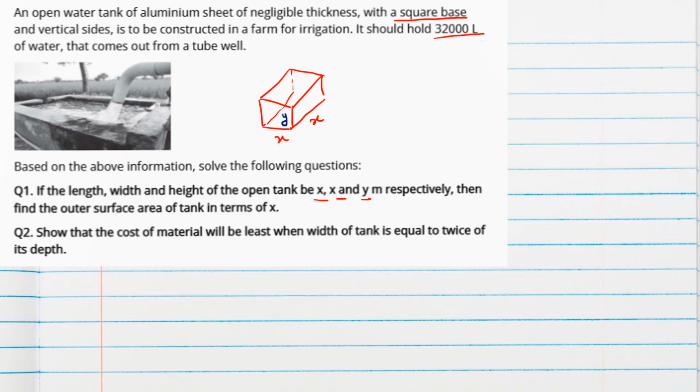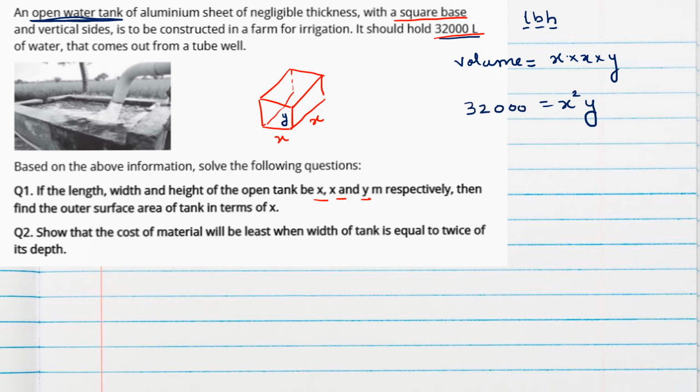Height will be y, and this tank is an open tank, so we should consider that when we consider the surface area. Now since volume is given, we will write the volume of this cuboidal box. We know the volume formula is length, breadth into height, so x into x into y, that means x square y.